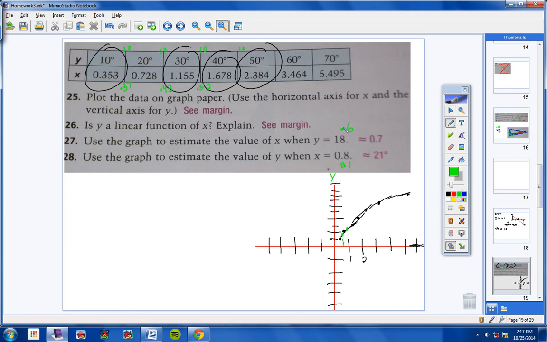Not too bad. So I estimated 0.6, and the answer is 0.7. I said 21, and the answer is 21. Now, on a test or a quiz, I would have definitely given you credit for this or for this here, either one of those, okay? Totally fine. But that's how you would do this.